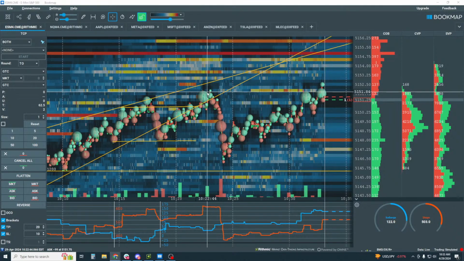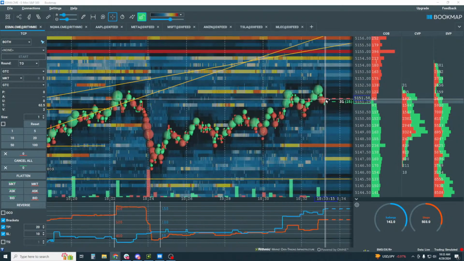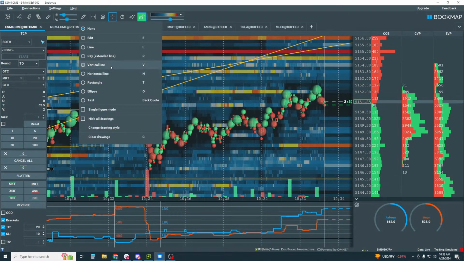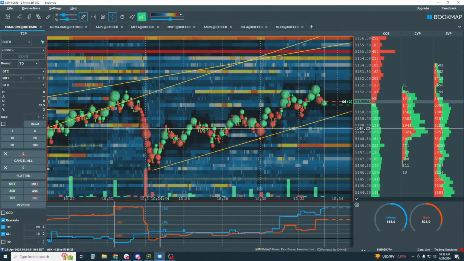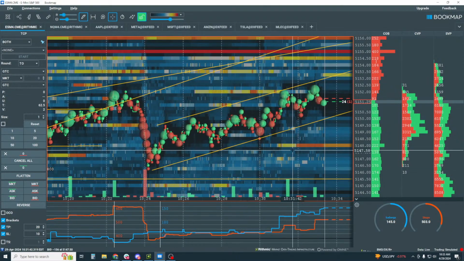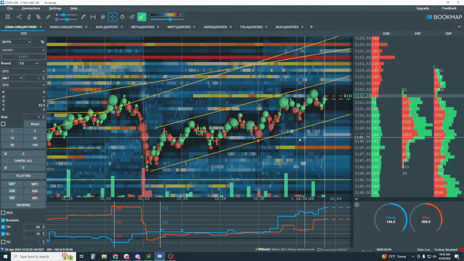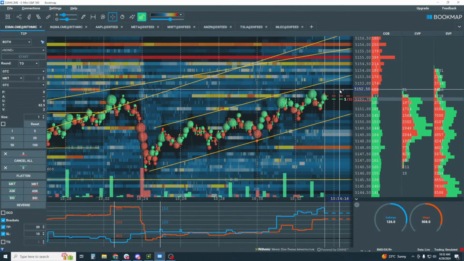We want to be really careful up in here. This is a pretty important swing. Let's see if it fails up here. You can see our channel in here now, on a smaller time frame.